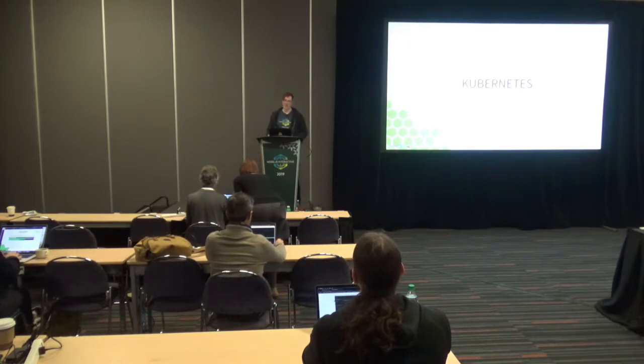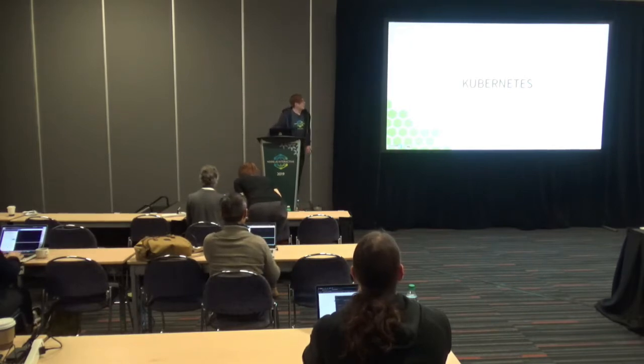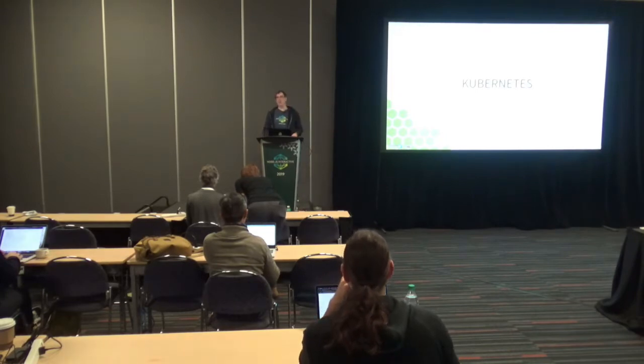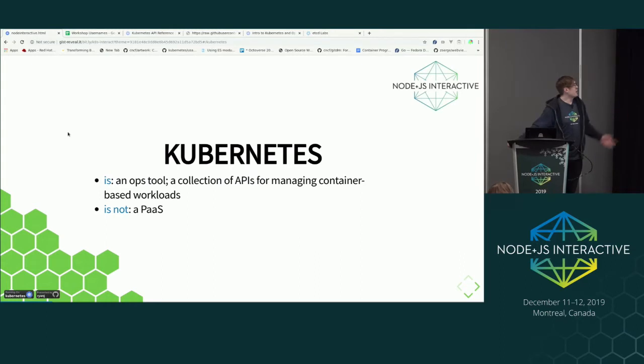So at a high level, if you're not already familiar, it seems like half of you folks knew this already, but for the other half, Kubernetes is designed to be an ops tool. For you folks being JavaScript developers, you're going to recognize it as a collection of APIs for managing container-based workloads. It was patterned after some best practices that Google had developed internally for wrangling all of their services.